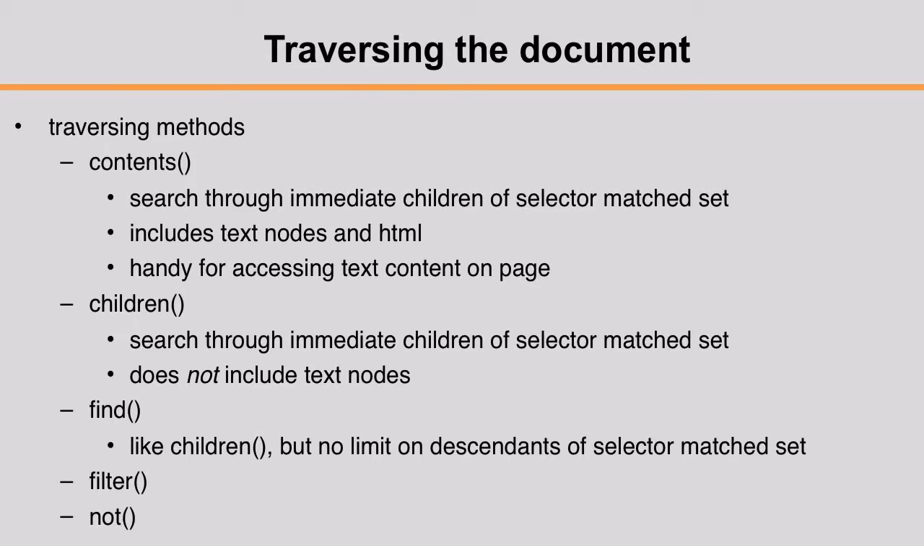Find is like children, but there's no limit on the descendants of the selector match set. Filter is another way to filter the selectors. Not is like the filter :not, but it can handle more complex expressions. Now let's take a quick look at a few examples in the browser.